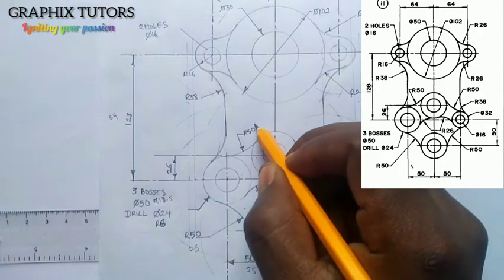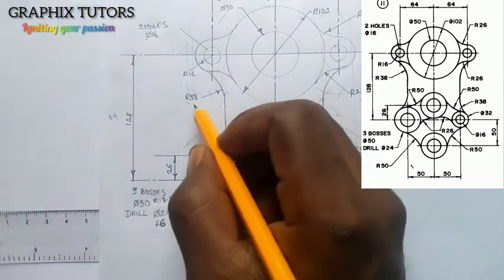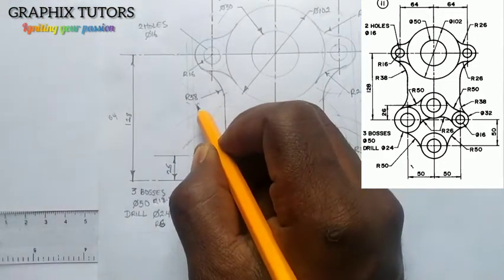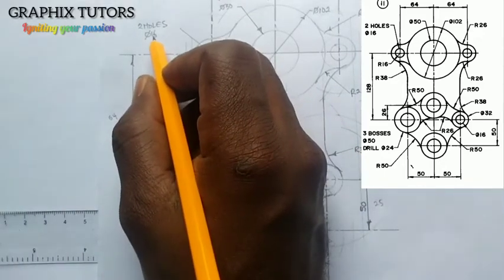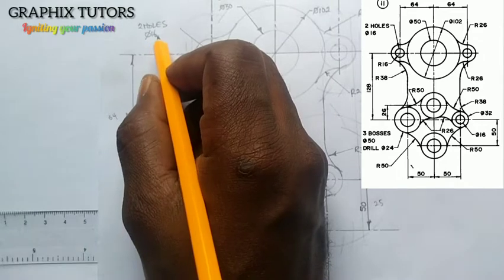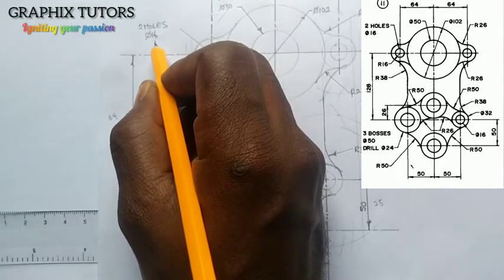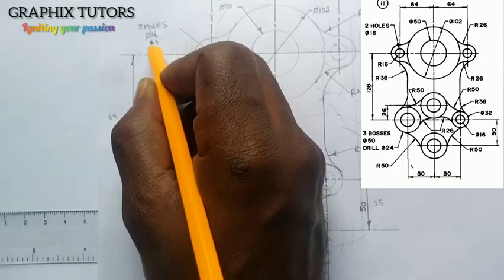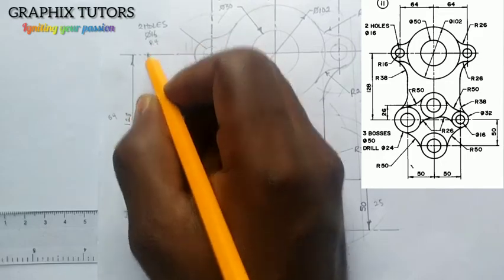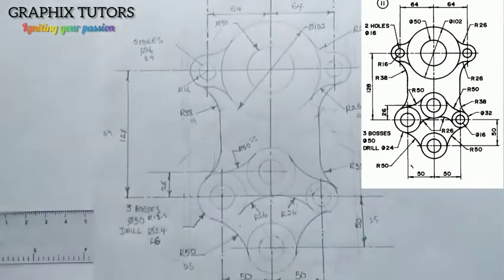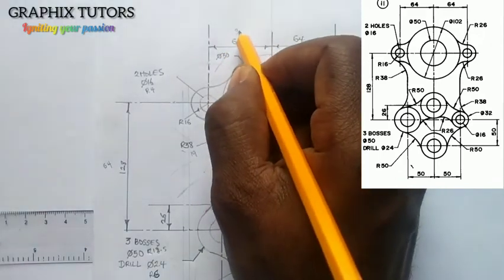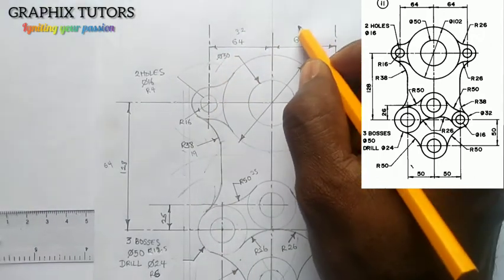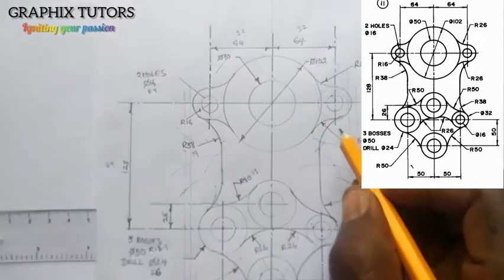Here also will be 25. Here will be 19. Right? Here the radius is naturally 8 divided by 2 again. We'll be having 4. So our radius here will be 4. Right? Here the radius is going to be 32. The distance here will be 32. Here also will be 32. That's what I'll be using.